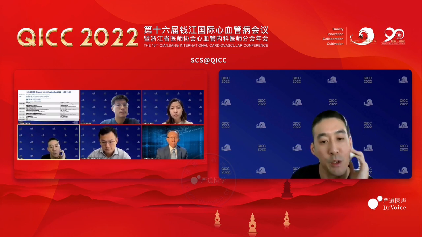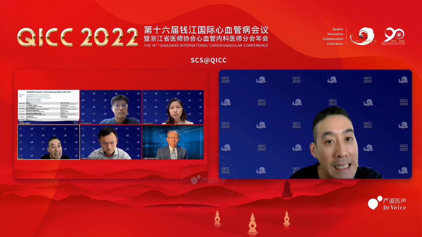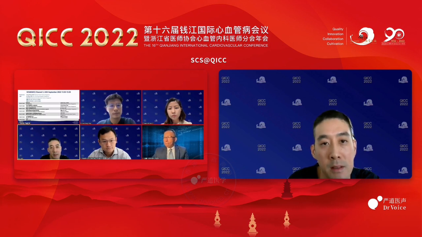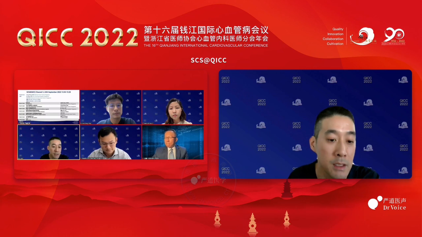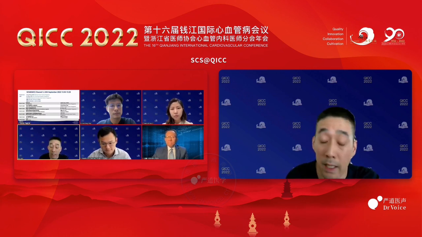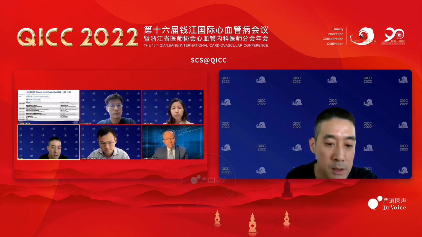I have to say that my threshold for doing bifurc PCI is actually quite high, because I do believe that when you put two metals in the left main, it probably increases the long-term cardiovascular outcome. So I myself, I do have a very high threshold for that. So yeah, I don't use physiology to assess the side branch.